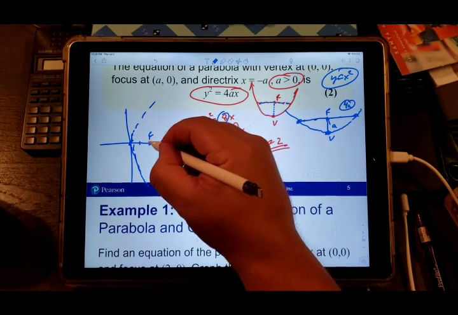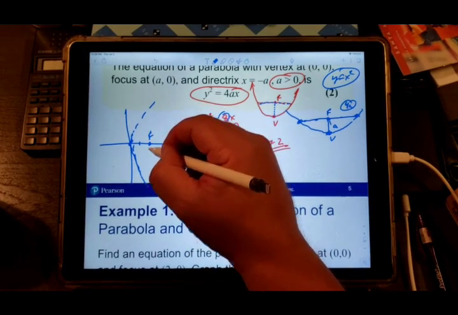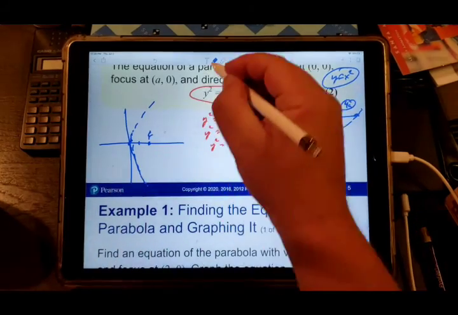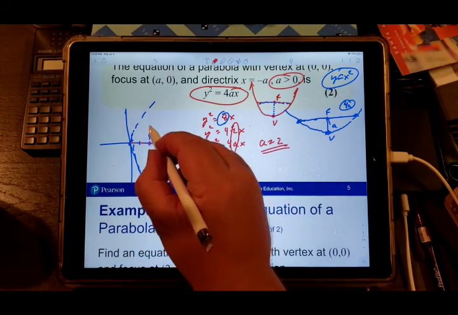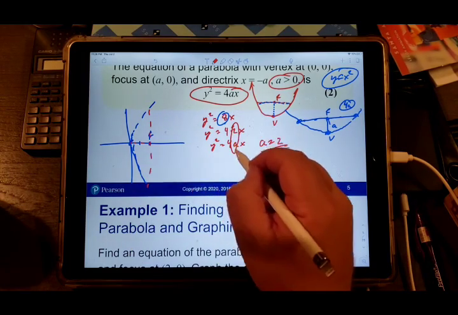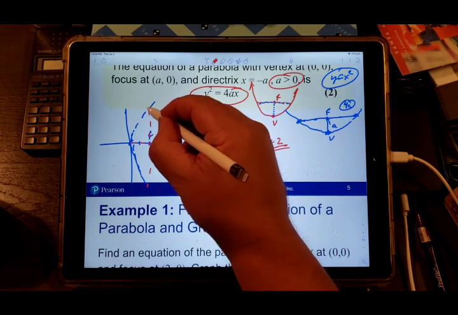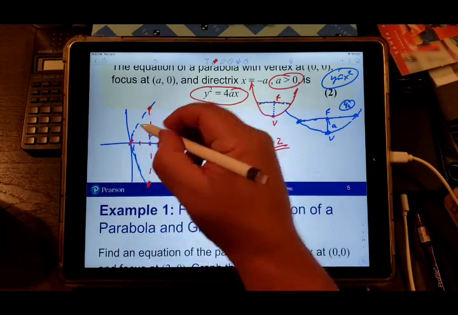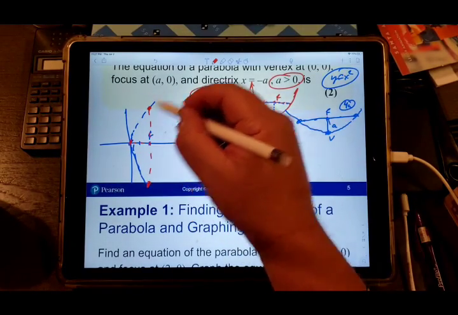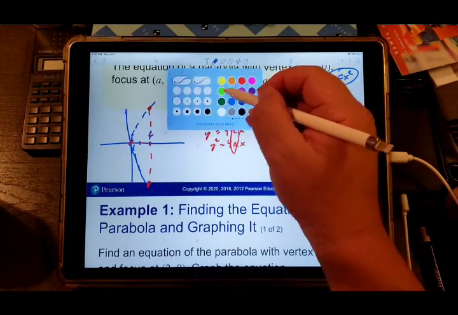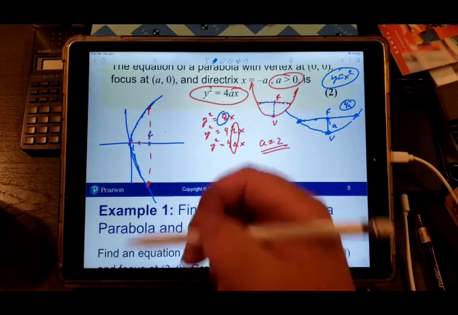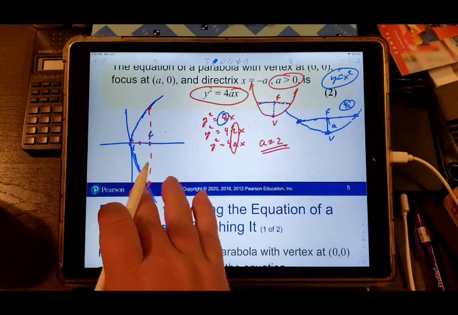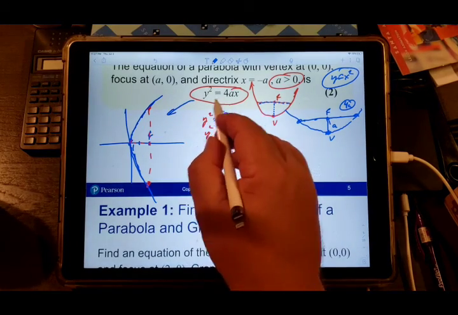There's my focus, 2 this way. 4 this way, 4 this way for a total of 8. And I have my 3 dots, and 3 dots is enough, if I know this shape, to draw my parabola. All right, so that's the graph of this.